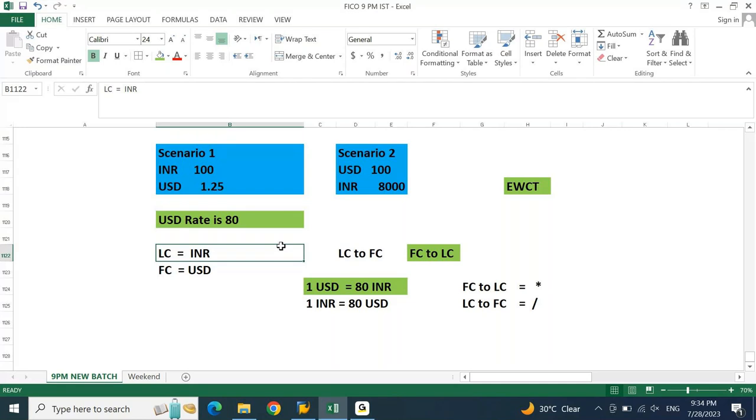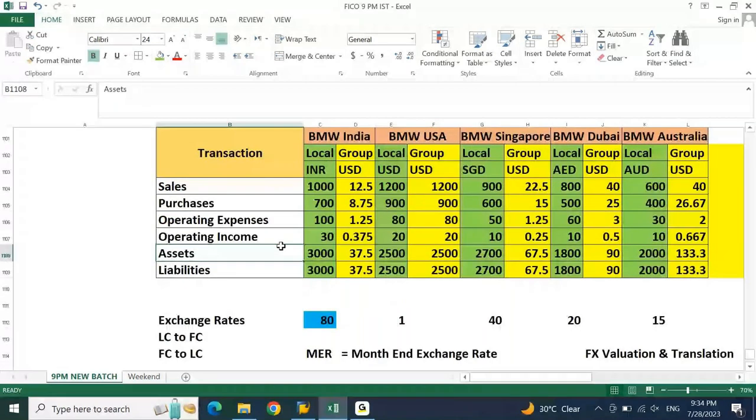These are mandatory because for every document that you post in the system, each and every document will be converted from local currency to foreign currency or from foreign currency to local currency, depending on the transaction that you are posting, currencies that are involved. Clear?